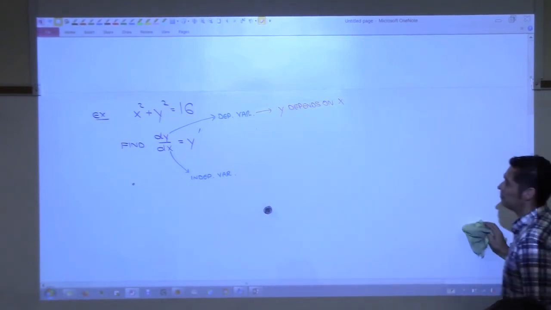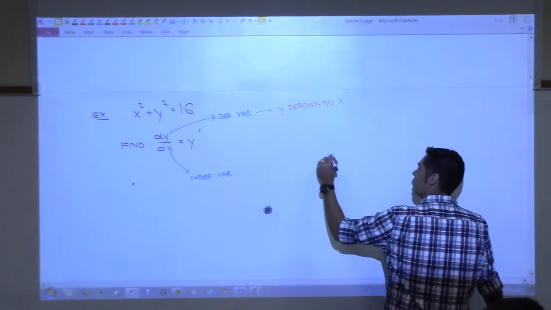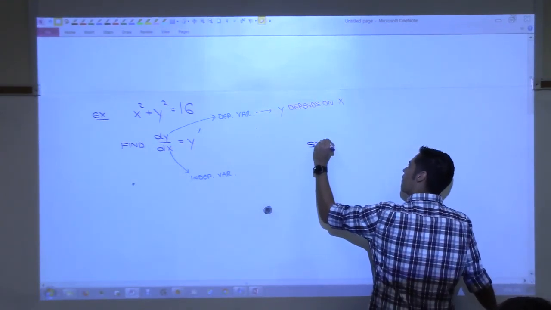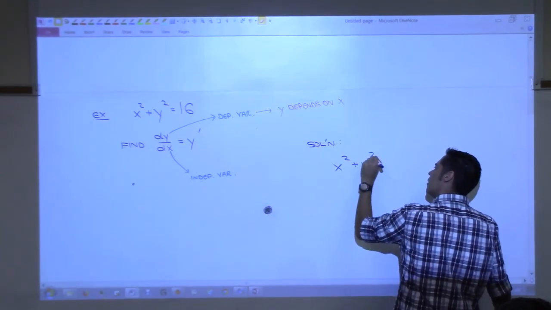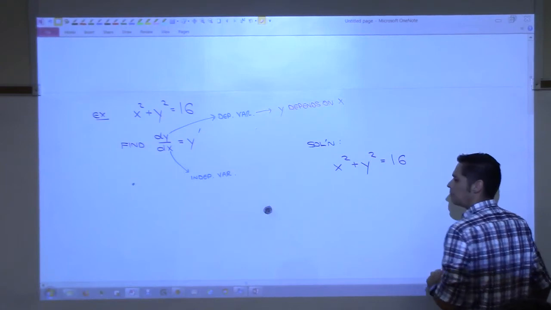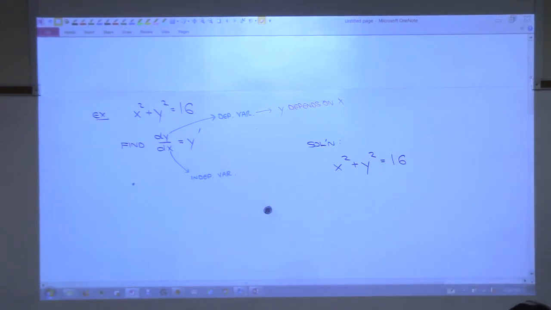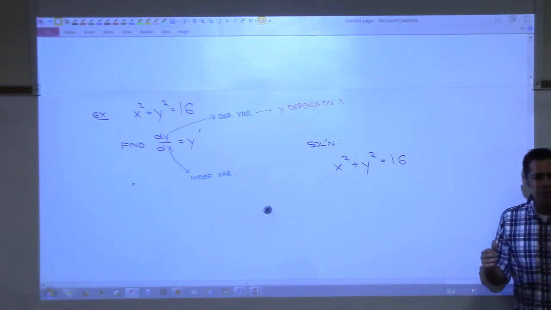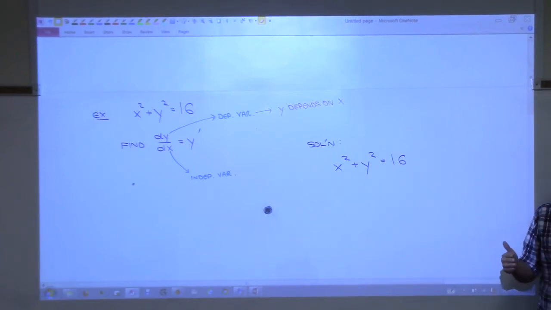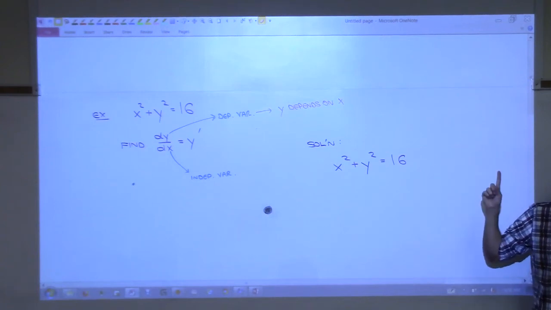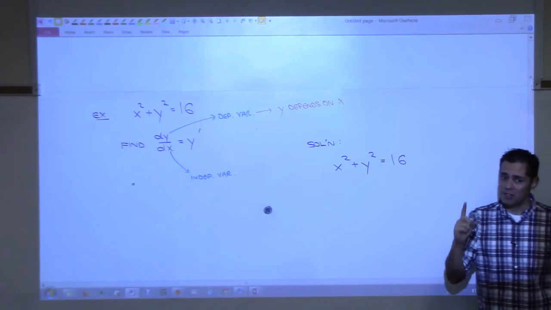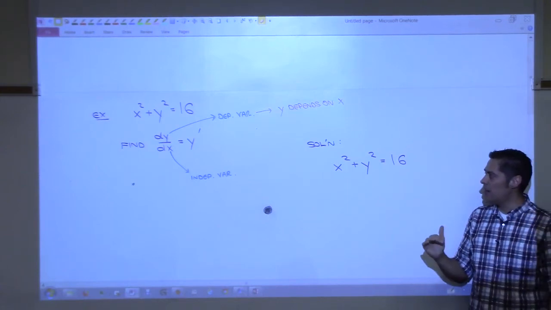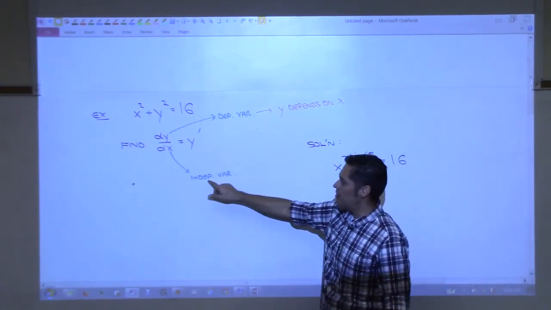Here's how we do it. Here's the actual work. Solution. What you'll do is you'll start off by writing out the equation. And you're not going to try and solve for y. You're just going to leave the equation written exactly the way it's presented to you. And then you're going to take the derivative of both sides of the equation at the same time. And you're going to take the derivative with respect to x. What I mean by that is we are going to be treating x as the independent variable.